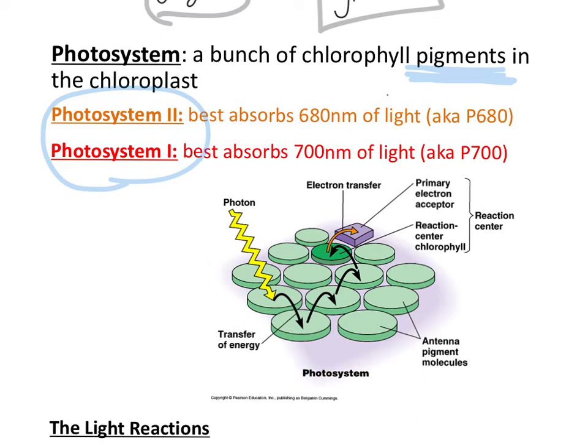These 2 photosystems best absorb 680 or 700 nanometers of light based on the pigments, based on the chlorophyll that's inside of them. Those pigments of light are red. So most plants best use red light.